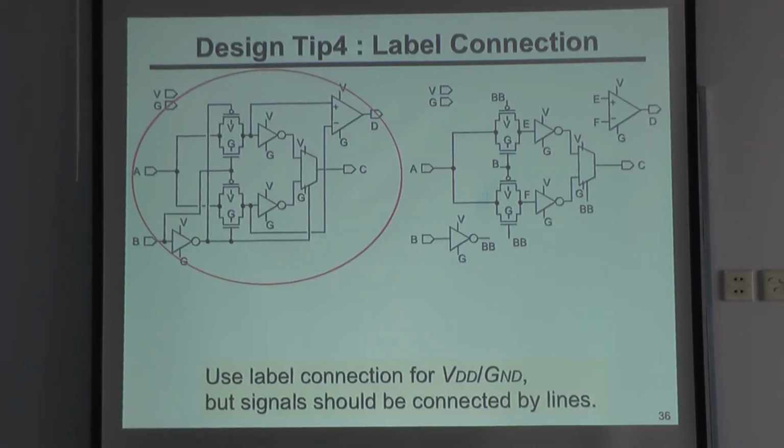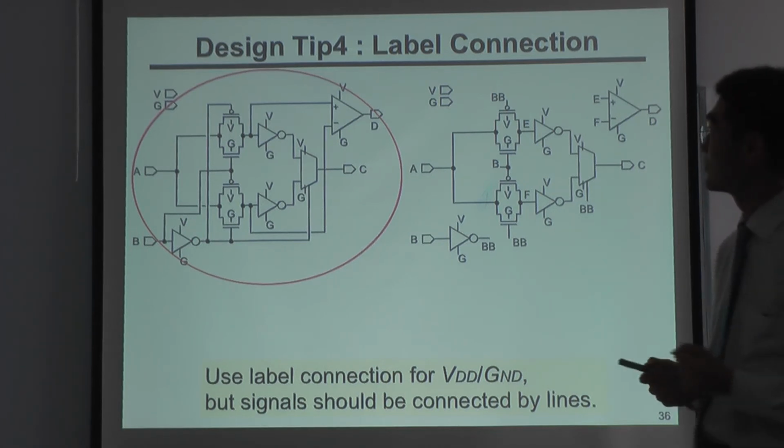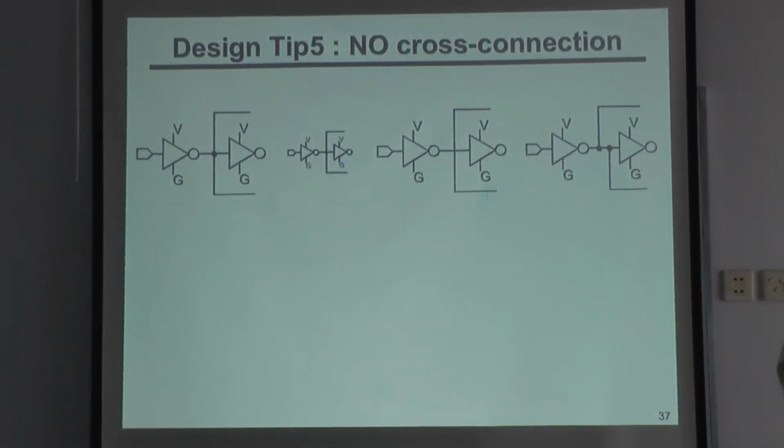So label connections are restricted only for VDD and ground. And signals should be connected by lines. And also, sometimes we want to cross connect like this. But don't use cross connection like this. If you connect like this, you have to shift like this.